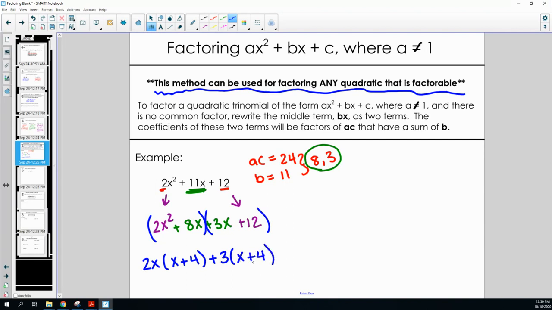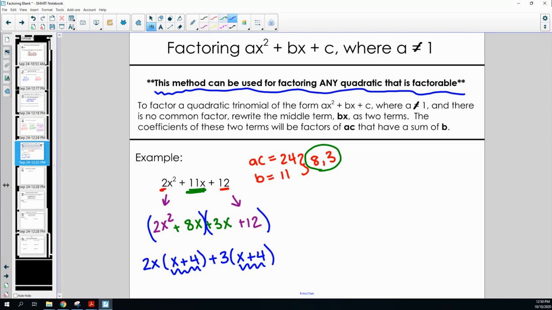Now, the key here to know if you've done this correctly is that the two values that you have inside the parentheses should match. So I have an x plus 4 and an x plus 4. If they're different at all, even if one of the signs is different, you've done something incorrectly, go back and double check. Okay, they should be the same.